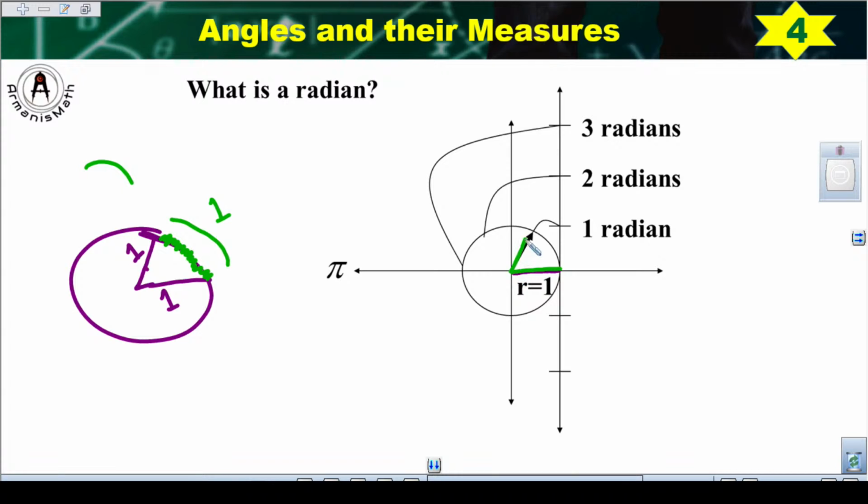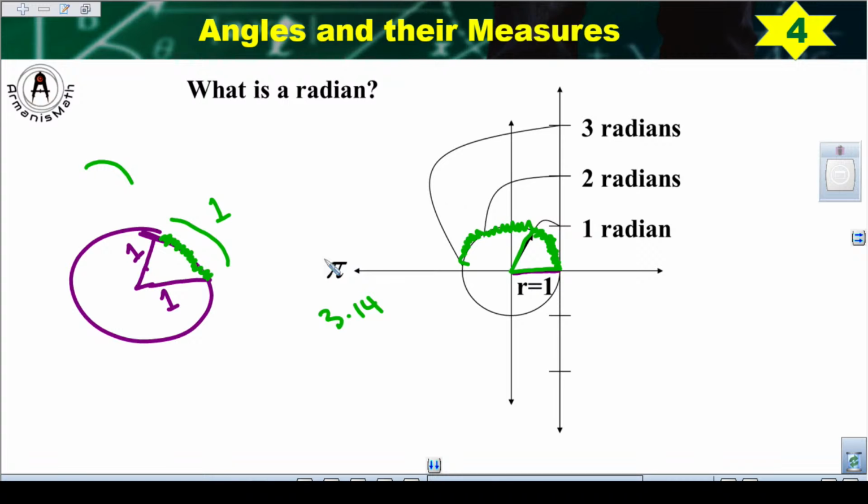So I traveled as much as the radius, and this is 1 radian. Well, what happens if you travel another radian? Look at this one. That's going to be 2 radians. Okay, what if I want to do it again? 3 radians. Now can somebody punch in the calculator and find me what is pi? What's pi equal to? Exactly, it's 3.14.